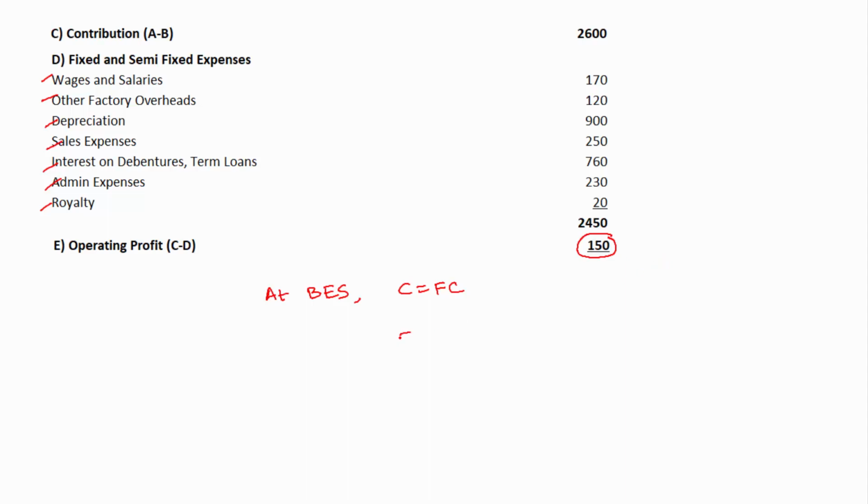So your sales of 5,000 is giving you a contribution of how much? 2,600. And when your contribution is 2,600, you have a fixed cost of 2,450. It means your contribution is greater than fixed cost. That's why you are making a profit of 150. We want to reach a stage where profit will be zero because that is your break-even sales. Your fixed cost will not undergo a change. It will be 2,450 only. It means you want your contribution also to be 2,450. So now the question is, what level of sales will give contribution of 2,450? How to find out that?